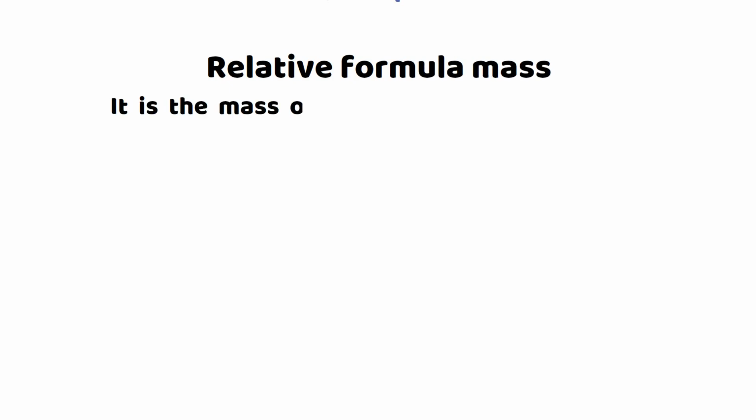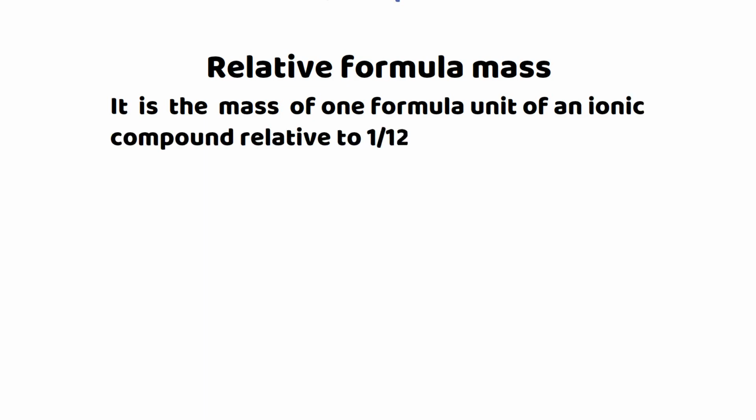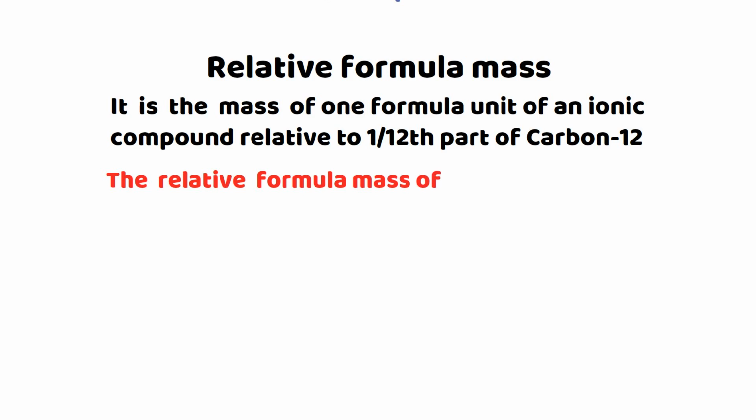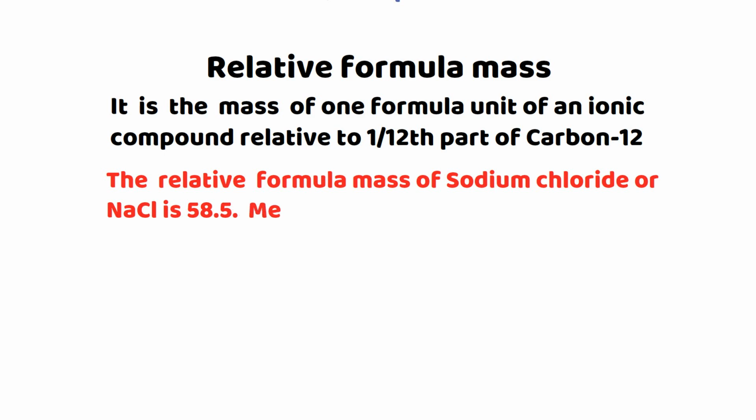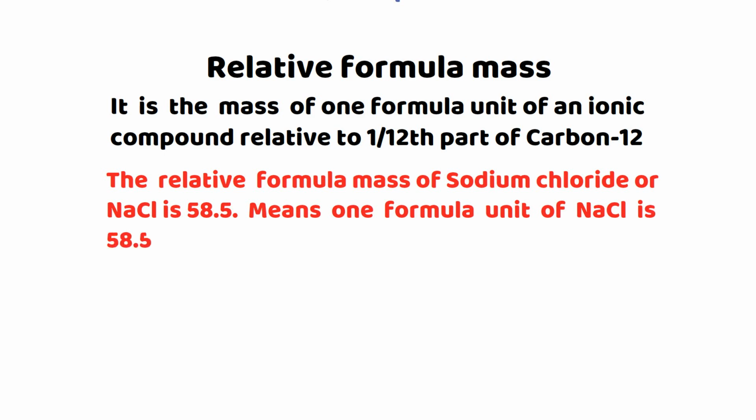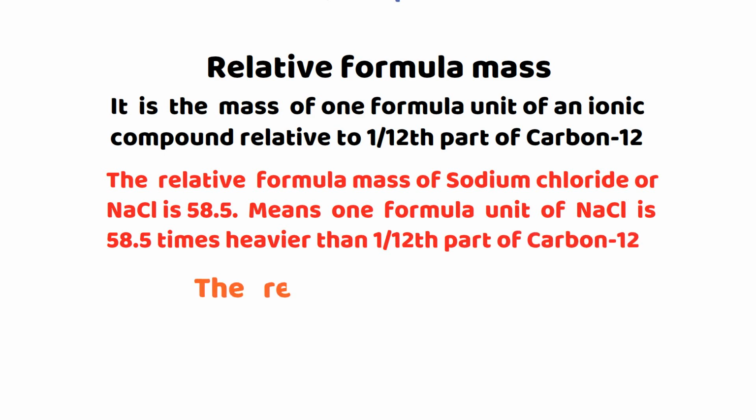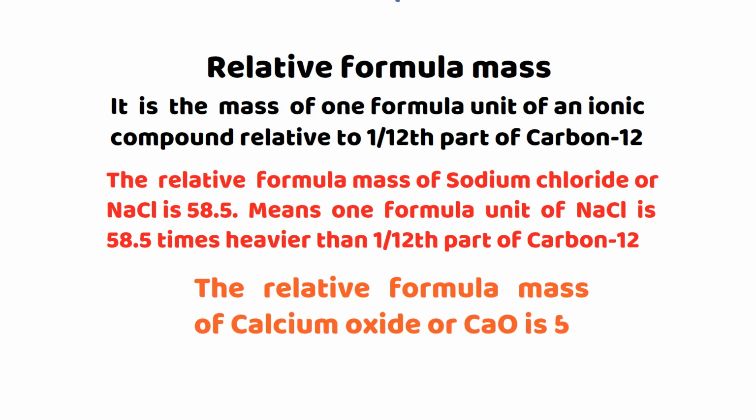It is the mass of one formula unit of an ionic compound relative to 1/12th part of carbon 12. For example, the relative formula mass of sodium chloride or NaCl is 58.5. It means one formula unit of NaCl is 58.5 times heavier than 1/12th part of carbon 12. Also, the relative formula mass of calcium oxide or CaO is 56.